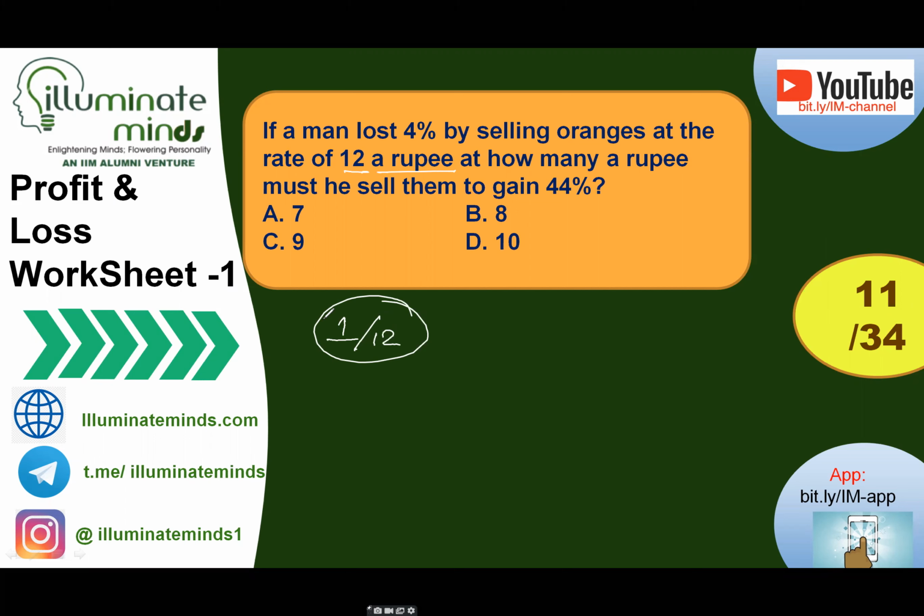So 1 by 12 is the selling price. His cost price must be X, which needs to be multiplied with 0.96. Correct? And that will help me reach the selling price 1 by 12. So X is equal to 1 upon 12 into 96 by 100.